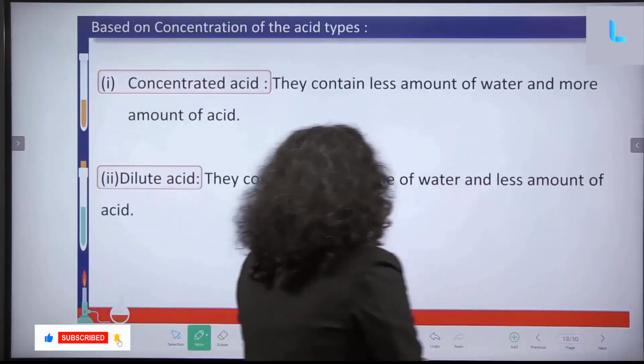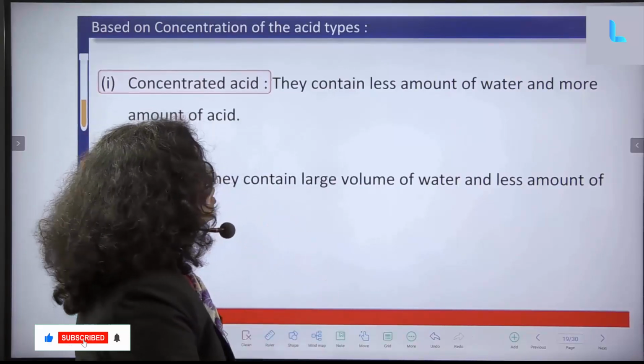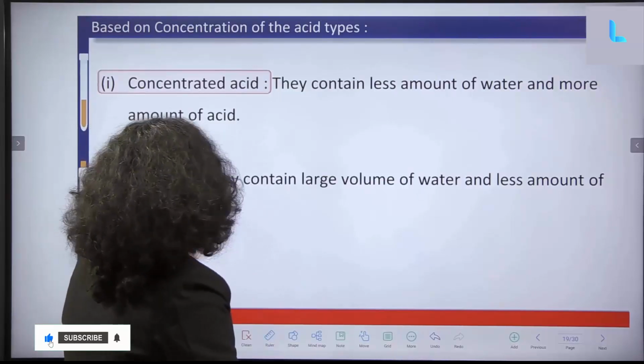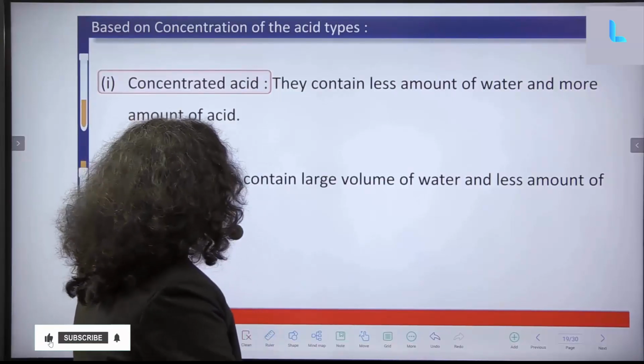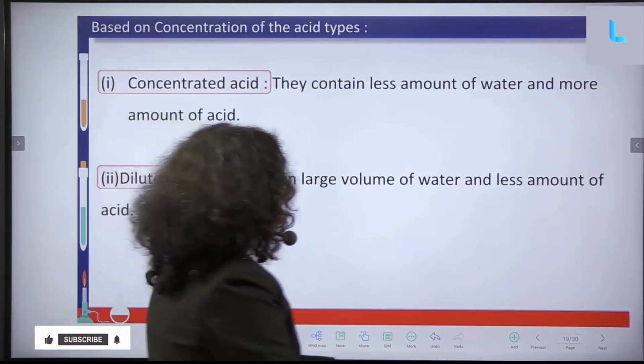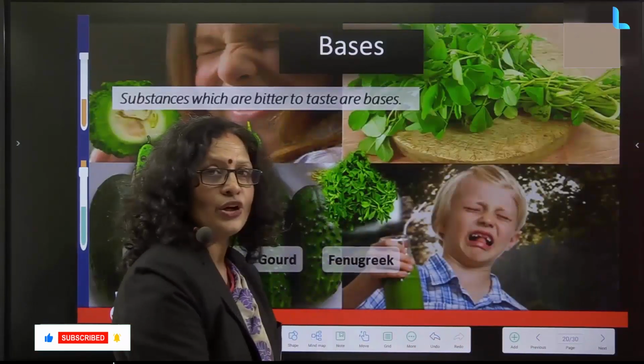Okay. Then we have concentrated acid. The acid contains less water and more acid. Dilute acid contains a large volume of water and less acid. Okay, lots of water we are adding and we are making it dilute.